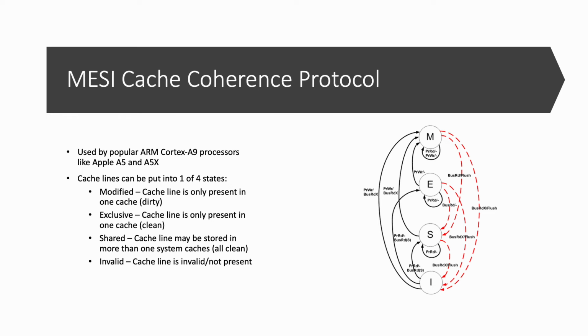In the modified state, a cache line is only present in one cache. The data is also marked as dirty everywhere else because the version in the modified core is the only truly correct version at this point. In the exclusive state, the cache line is once again only present in one cache. However, the data is still marked as clean because it hasn't been changed to a different value since it was retrieved from memory. In the shared state, the cache line may be stored in more than one of the system's caches. And finally, in the invalid state, the cache line is invalid or it's not present in the cache at all.